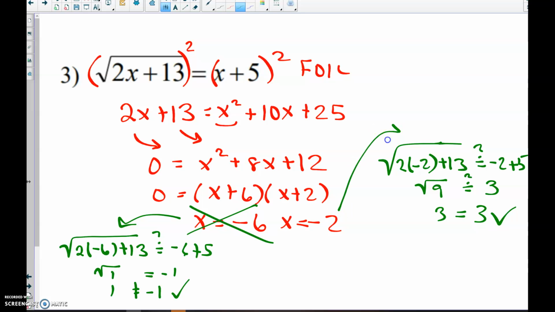-2 up here. The square root of 2 times -2 plus 13. Does that equal -2 plus 5? The square root of 9 is 3. 3 equals 3, so -2 is the correct answer. So always check, because sometimes the process of solving radical equations results in extraneous answers. So we have to make sure we check them and cross them out.